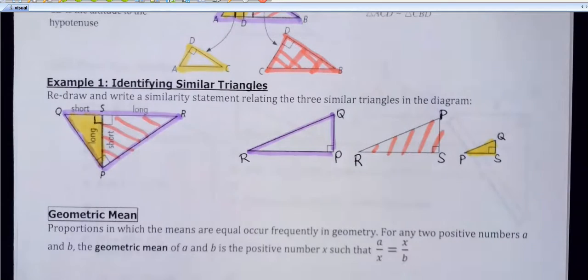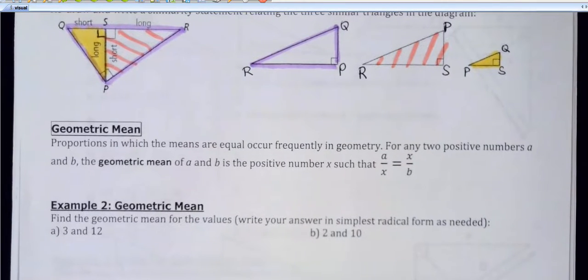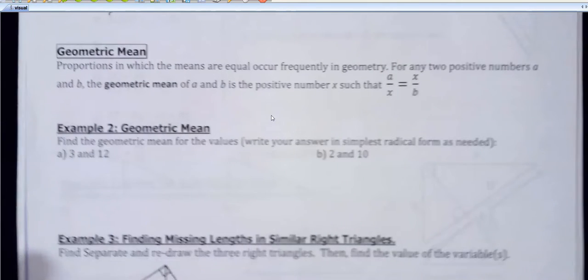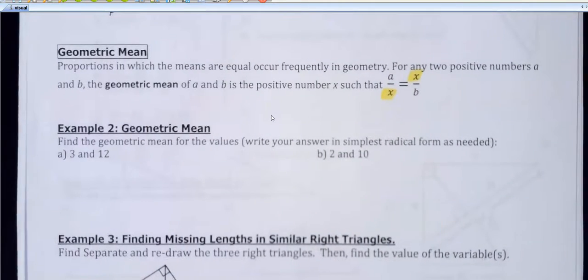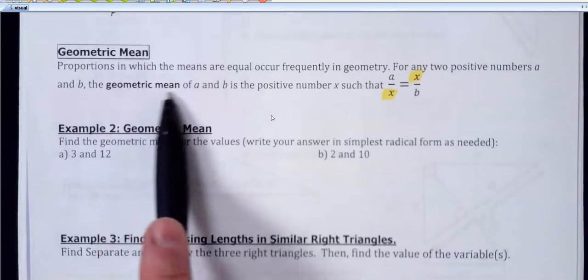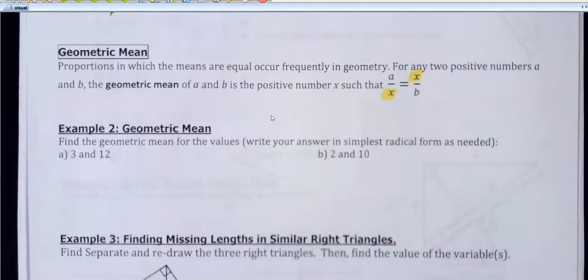The other thing you're going to see in several of these problems today is something called a geometric mean. You'll also see this again in Algebra 2. Basically, you can have proportions where what they call the means are equal, so two of the cross products will be the same. In my little example, for any two positive numbers a and b, the geometric mean of a and b is the positive number x such that this proportion is true.